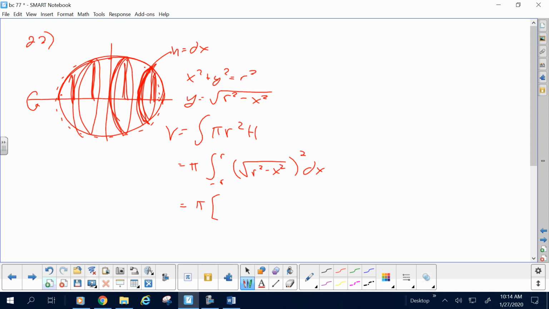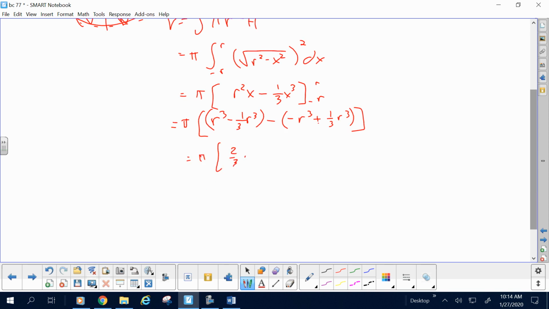So what's the antiderivative of r squared with respect to x? r squared x. And the antiderivative of negative x squared? Negative 1/3 x cubed, from negative r to r. You with me? Okay, so when r goes in, I get r squared times r, or r cubed, minus 1/3 r cubed. And when negative r goes in, I get r squared times negative r, which is negative r cubed, plus 1/3 r cubed. You down? What is r cubed minus 1/3 r cubed?